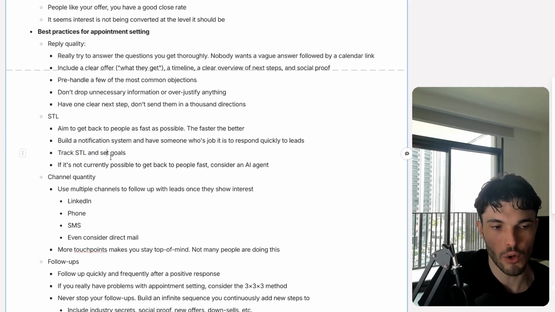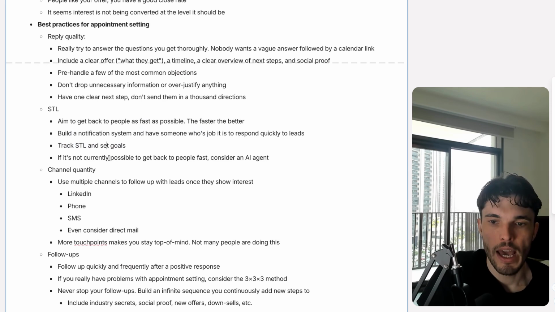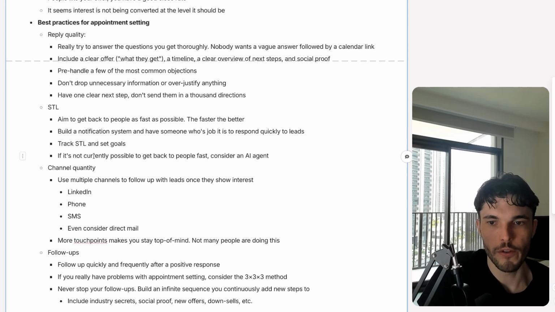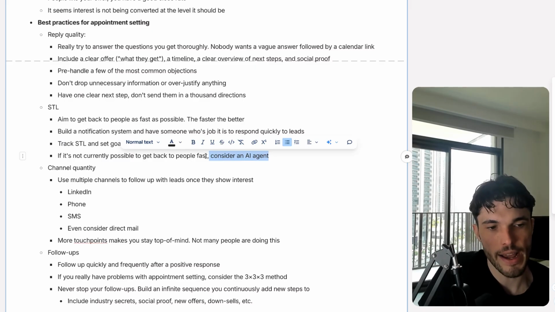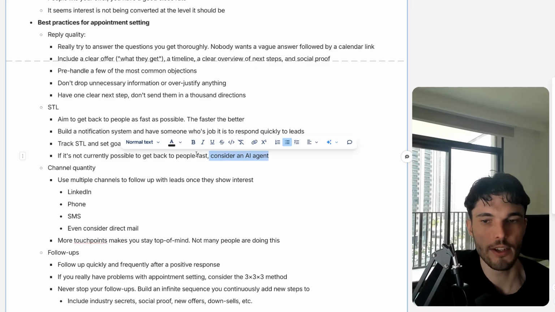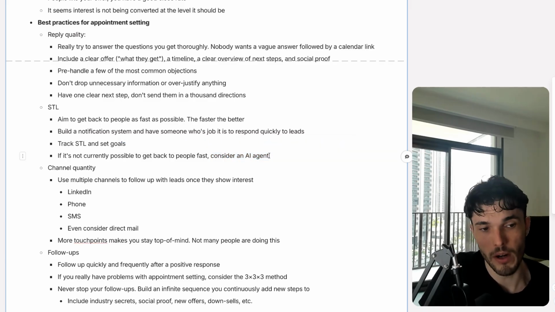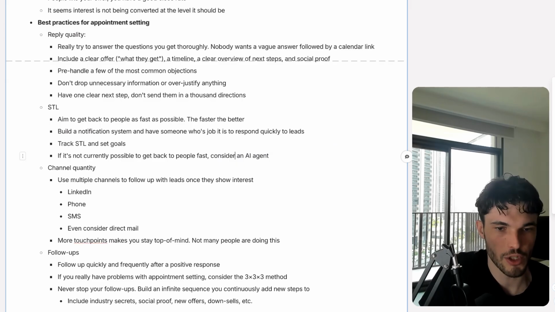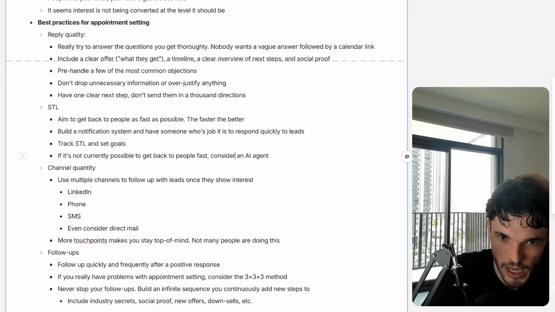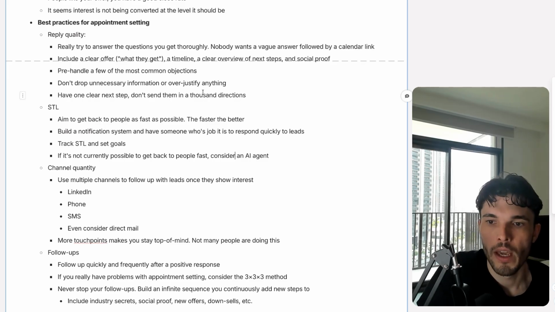So you want to have a particular goal you want to reach with the speed to lead. And if it's not currently possible for you, just due to manpower or whatever the case might be, to actually get back to people fast, you can also consider using AI agents, which is something they have, for example, on Instantly. So that's something to consider. It is better with a human, but if you're responding to people within like 2 days and your reply rate is just terrible, it's better to have an AI agent at that point.